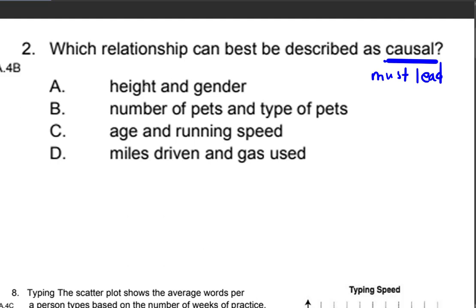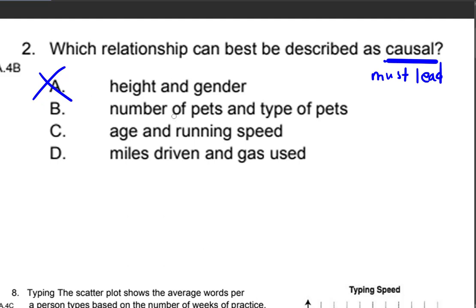So let's look at height and gender. Although males do tend to be taller in general than females, that does not necessarily mean that if you are a male, you will definitely be taller. That is not necessarily the case. So unfortunately, that is out. Unfortunately for Mr. Sims, that is way out.